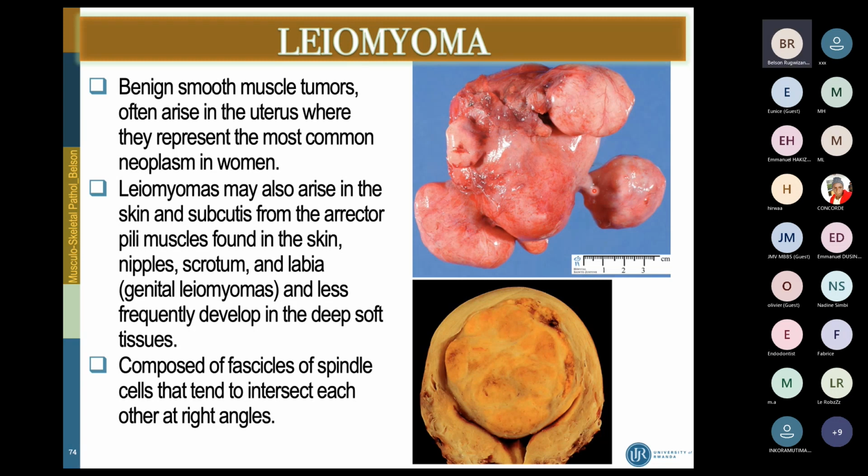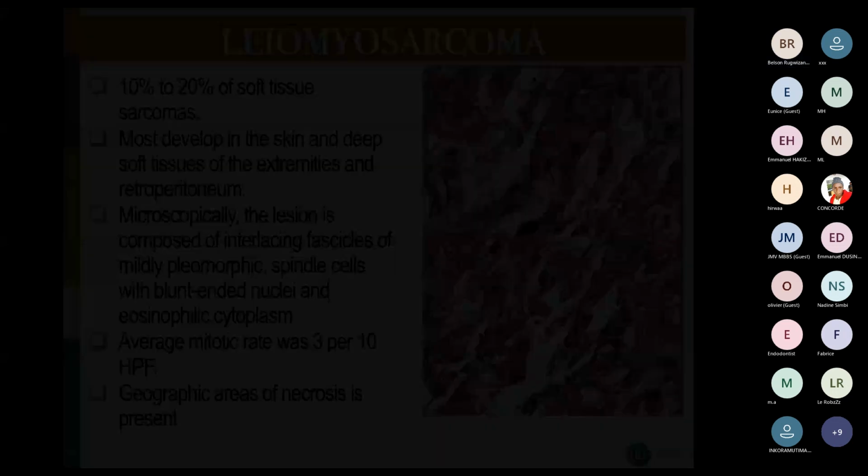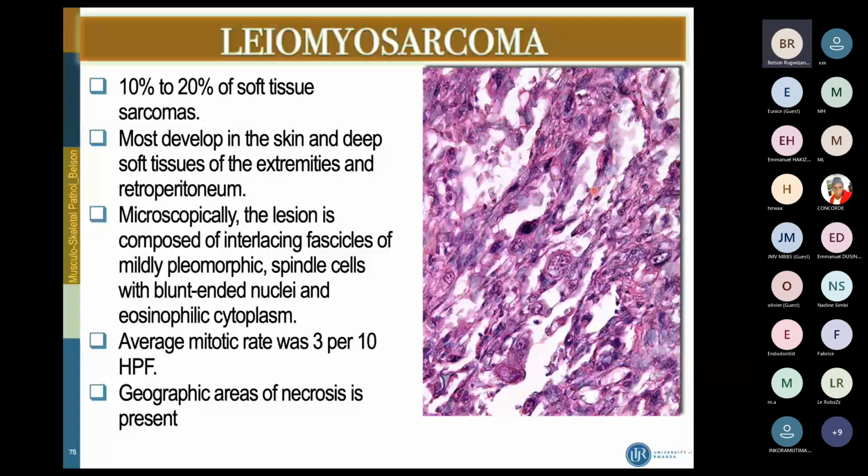So the medical term is metrorrhagia. So you would have bleeding outside the menses, bleeding coming from the uterus. So leiomyoma, I see that it is also frequent, around 20% of soft tissue sarcomas. Most develop in the skin and the deep soft tissues of the extremities and the retroperitoneum.